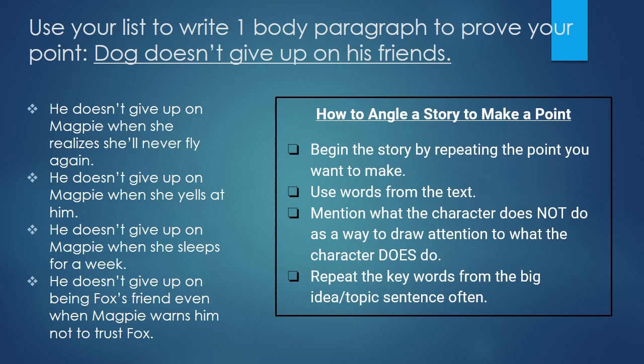So, how to angle a story to make a point. Now, when I say story, it's referring to a microstory, but it's also referring to your paragraph, right? So, the first one is I've got to remember to begin the paragraph by repeating the point I want to make, which is dog doesn't give up on his friends, right? Next one is use words from the text. So I have to remember to use quotes. The third one is to mention what the character does not do as a way to draw attention to what he does do. And finally, the last point to remember is to repeat keywords from the big idea or topic sentence often. So I always want to connect back to my point. Dog doesn't give up on his friends to prove that he is a good friend.